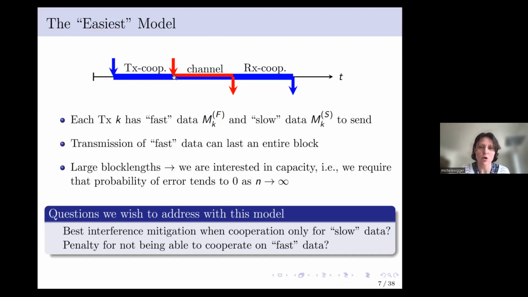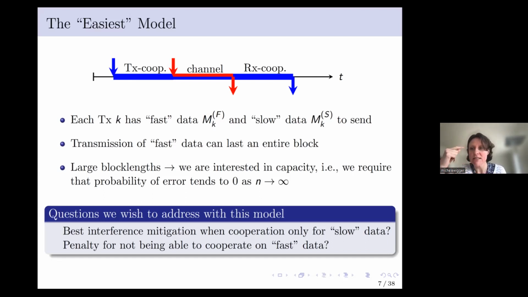So we assume we have a transmitter cooperation phase just for the slow messages. We have a transmission over the channel, and then we have a receiver cooperation phase. And we look at it from an information-theoretic perspective. It's a traditional information-theoretic perspective, where the block length tends to infinity. Of course, this is a bit counterintuitive with respect to the delay-sensitive transmissions. But the model we are looking at first allows us to see how we can still use the cooperation only on the slow messages to mitigate interference.